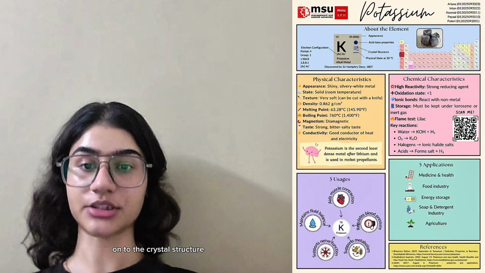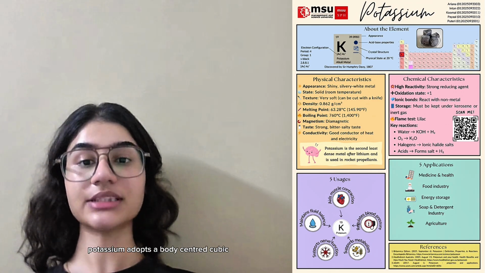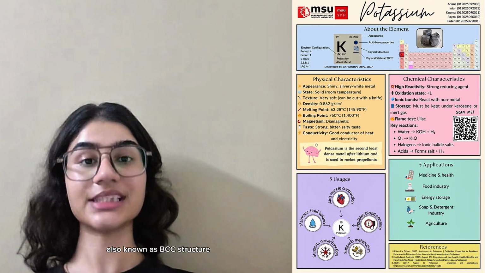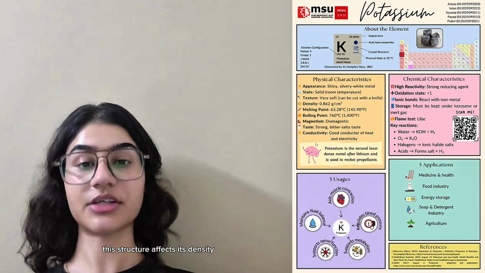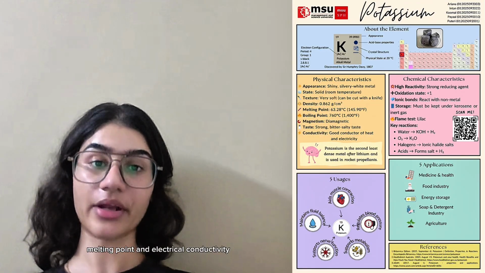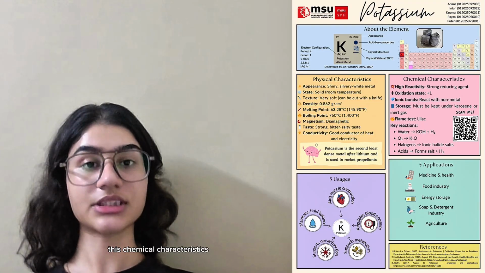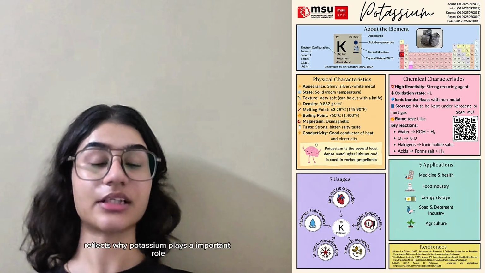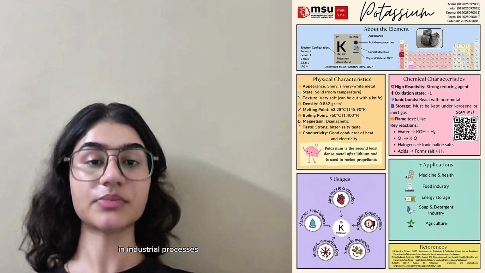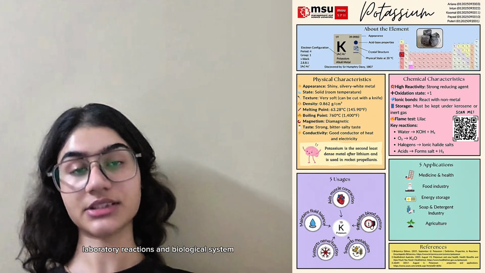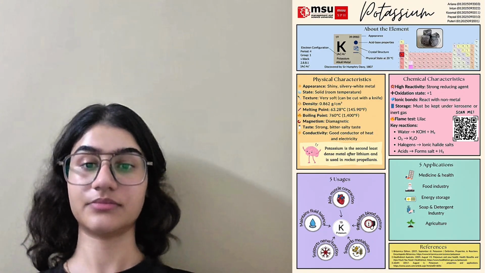Onto the crystal structure, potassium adopts a body-centered cubic, also known as BCC, structure. This structure affects its density, melting point, and electrical conductivity. These characteristics reflect why potassium plays an important role in industrial processes, laboratory reactions, and biological systems.